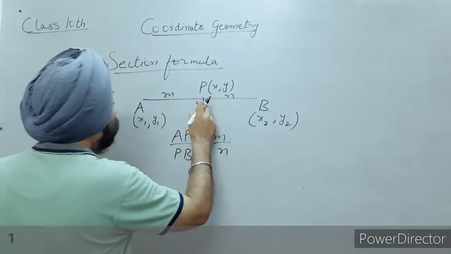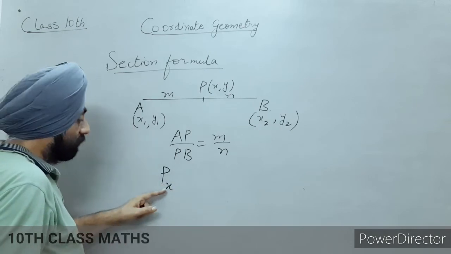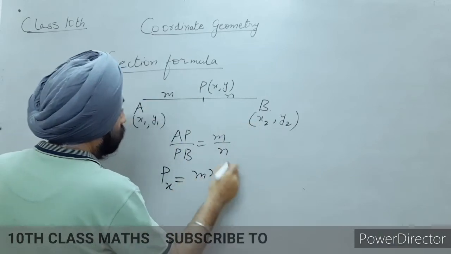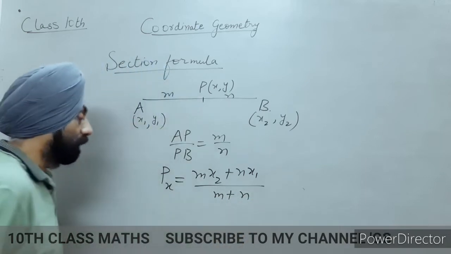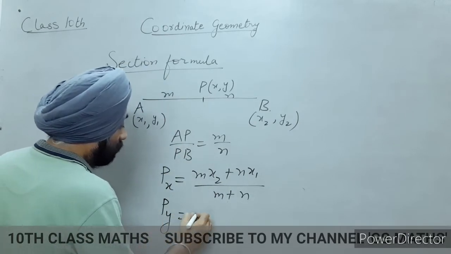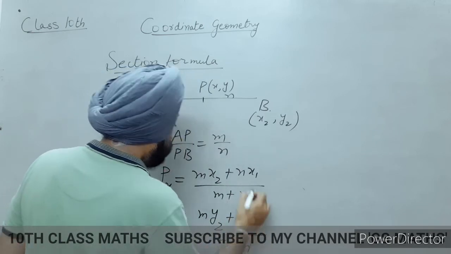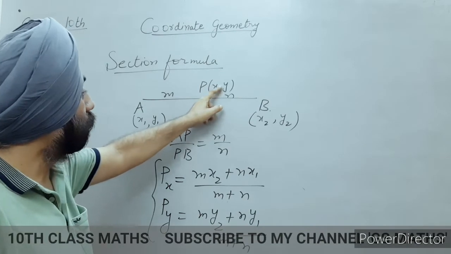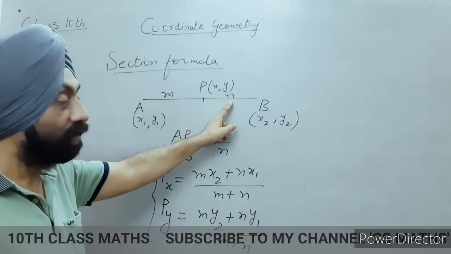Now how will we find the coordinates of point P? The abscissa of the point P is m multiplied by x2 plus n multiplied by x1, divided by m plus n. This is the abscissa of point P. Now the ordinate of point P is m y2 plus n y1 upon m plus n. This is the way we find the abscissa and the ordinate of point P, which divides the join of A and B in the ratio m ratio n, right?